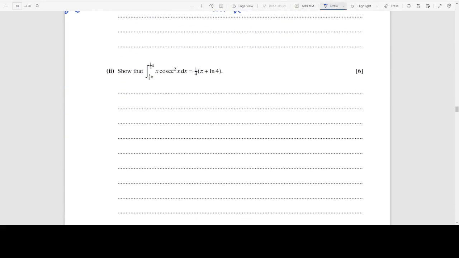Now again a calculus question. Okay, we have this. Maybe we can use product rule. Integral of uv, so integral of uv means, let's take u as x dx and dv as cosec square x.